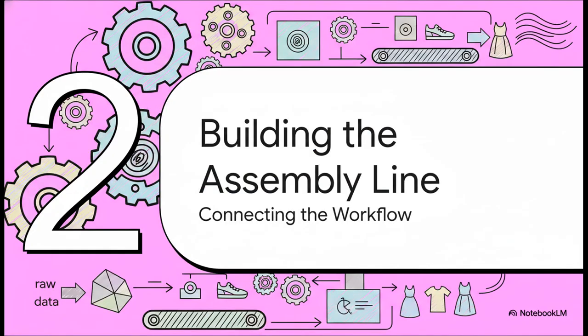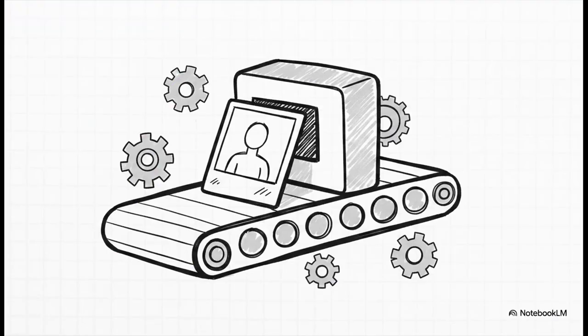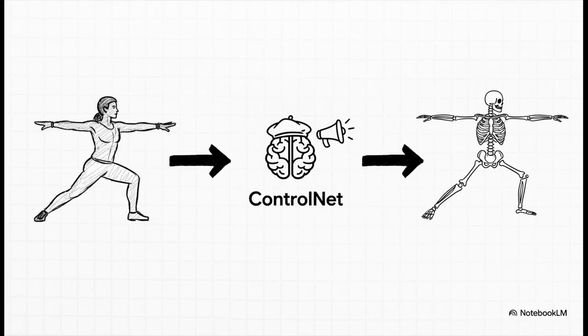Okay, so we've got our parts. Now let's actually build the assembly line. We're going to follow the data as it moves through this digital factory, all the way from raw material to the finished product. So, step 1, it all starts with a picture. The system gets an image of the person who wants to try on the clothes. That's our raw material. Instantly, that image gets sent over to our pose director, which is ControlNet.